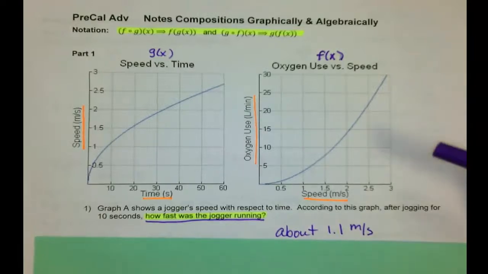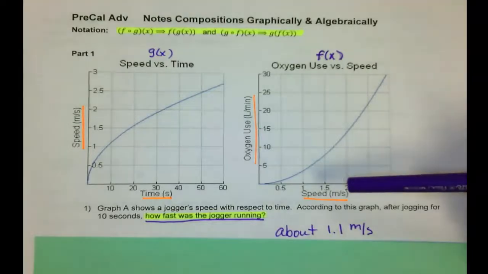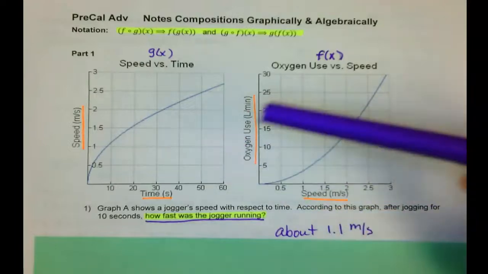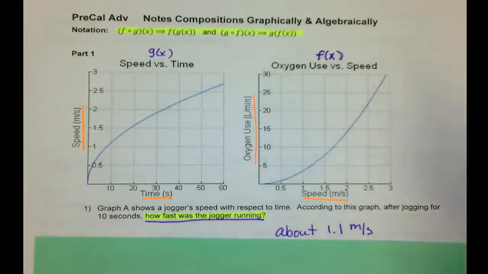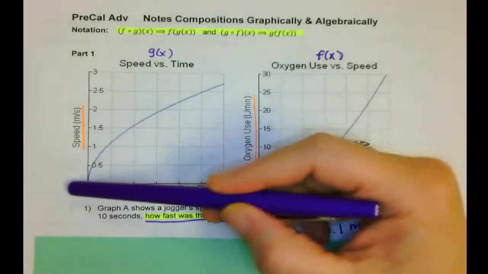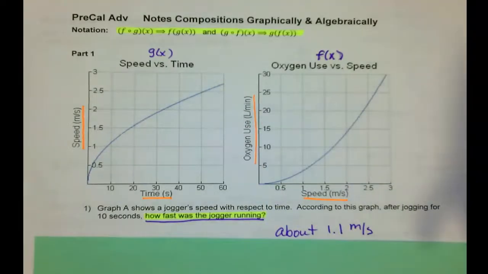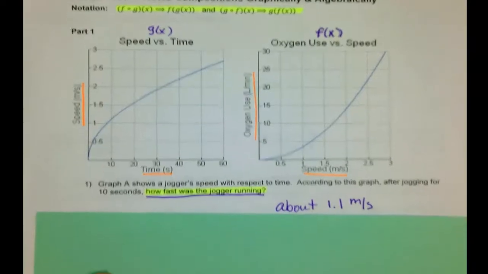So the first graph, graph A, shows a jogger's speed with respect to time. According to this graph, after jogging for about 10 seconds, how fast was the jogger running? So we're looking at the graph, and we know after a certain time, how fast was he going. So when I'm looking over here, I'm looking at this with respect to time. So you can see over here in this graph time and speed. After 10 seconds, when you go up to the graph, it's right about there. So I said it was about 1.1, and the unit was meters per second. Application problems always require units.